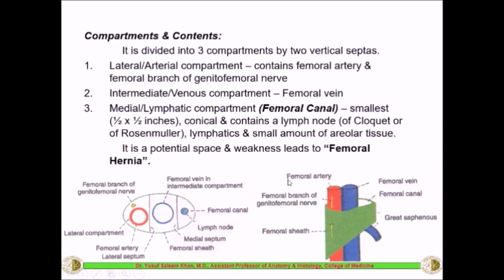So these are the three compartments of the femoral sheath.